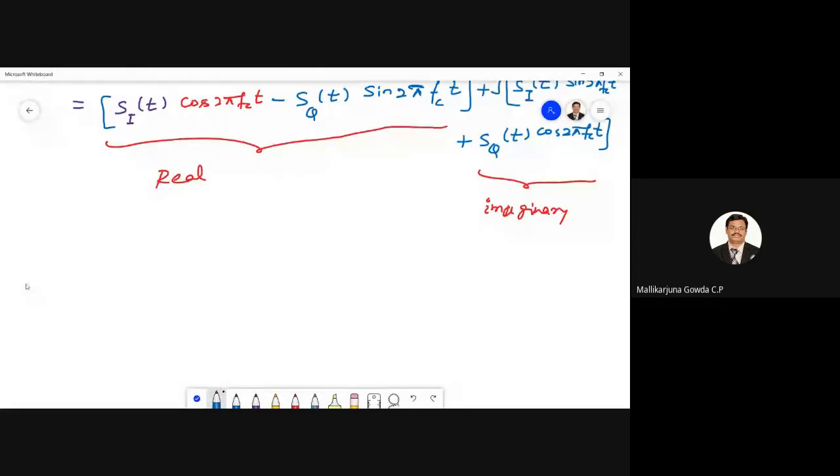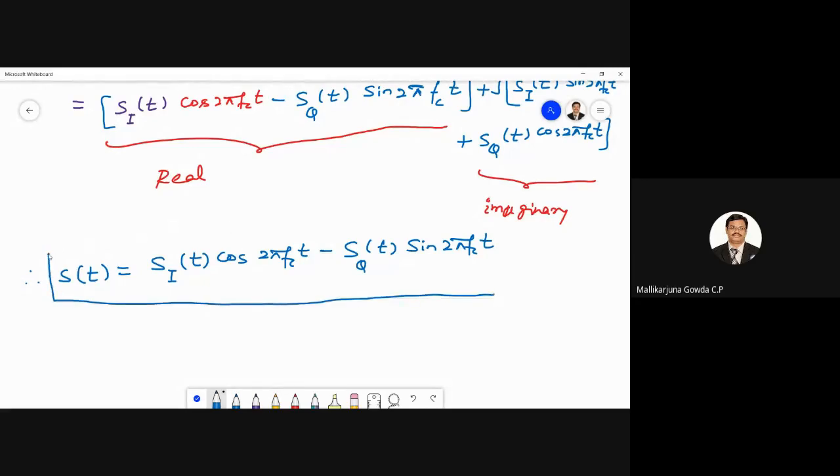Therefore, I can say s of t, the bandpass signal, which is expressed in canonical or standard form, as si of t into cos 2 pi fct, minus sq of t into sine of 2 pi fct. So this is the canonical or standard form of representation of the bandpass signal.